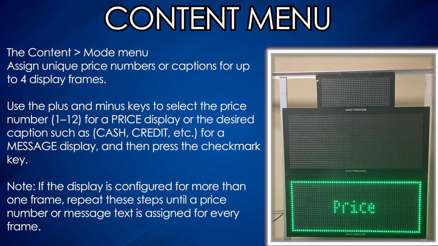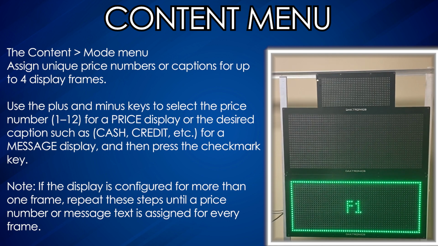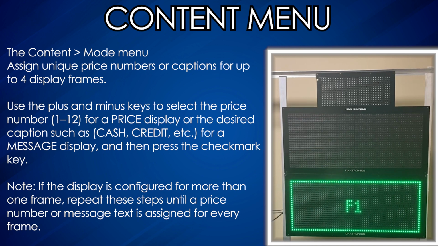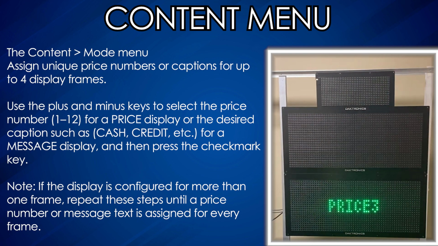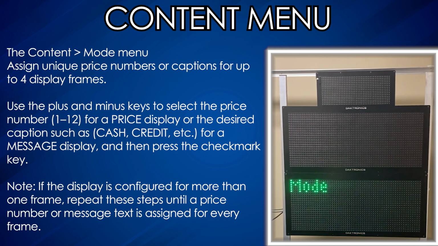You can also assign unique price numbers or captions for up to 4 display frames in this menu. A price number may be for a single fuel grade or a combination of a fuel grade and a payment method. To set this up, use the plus and minus keys to select the price number 1 through 12 for a price display, or the desired caption, such as cash, credit, etc., for a message display. Once set, press the checkmark key.